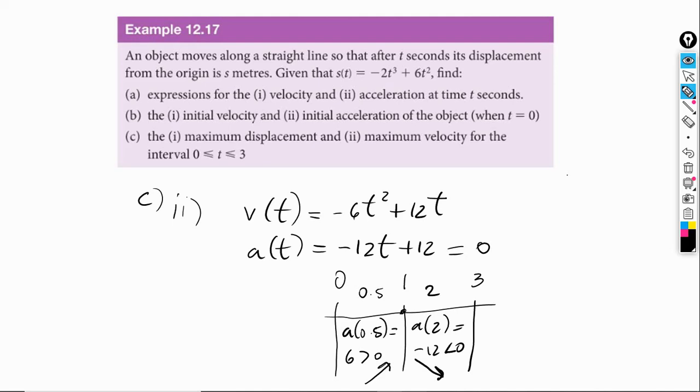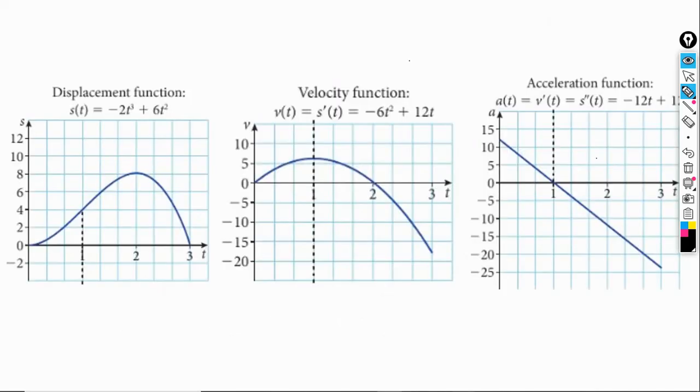Okay, so that means that 1 is actually a point where the object reaches a maximum velocity. And we can calculate that maximum velocity by simply plugging in for time equals 1 in the velocity function. And notice that we're going to get 6. So that means that the maximum velocity was 6 meters per second at time equals 1.